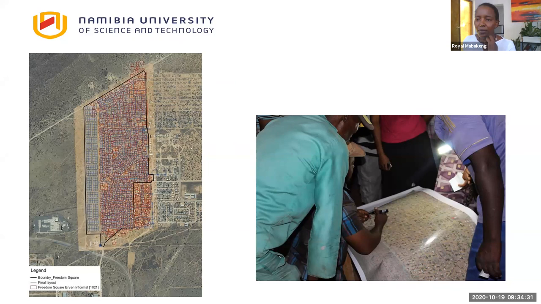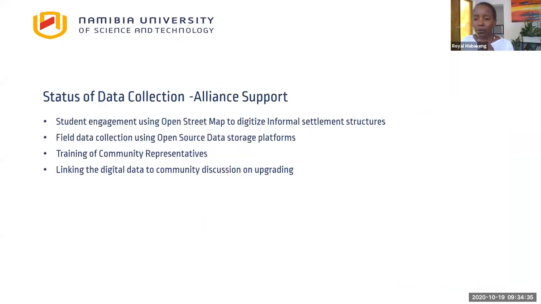So where are we currently in terms of the data component? What we are working on specifically from the Department of Land and Property Sciences is to encourage student engagement on data using OpenStreetMap, where specific settlements that have been identified for upgrading could be digitized, where we could digitize the structures remotely, and then field verification can be carried out by students and communities when there is a need.